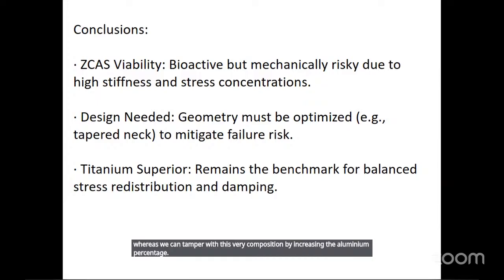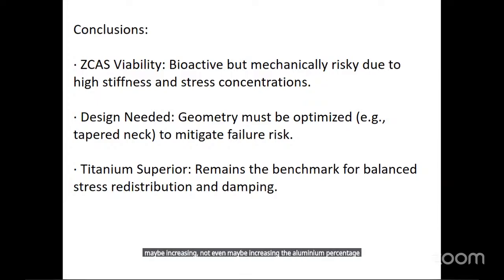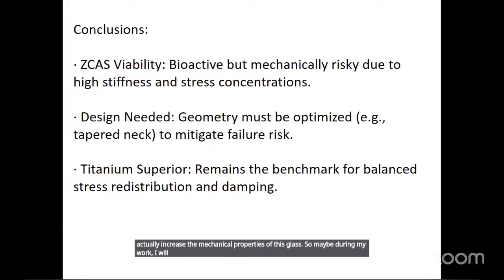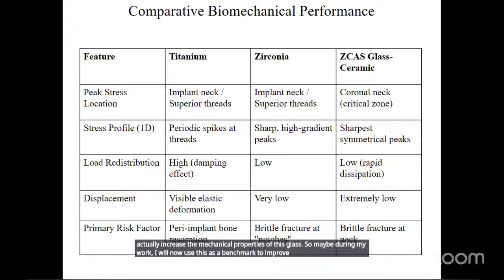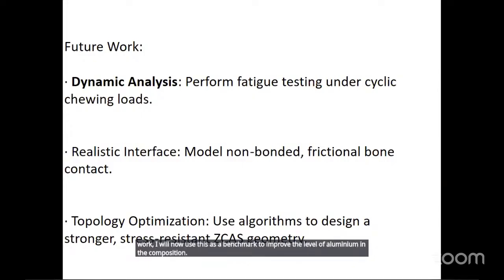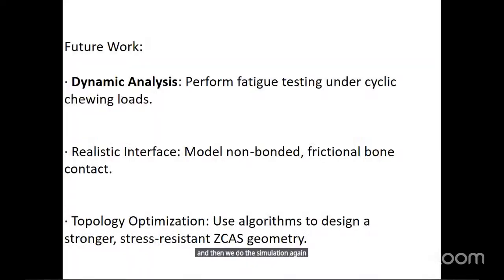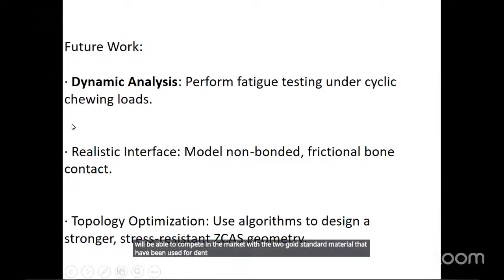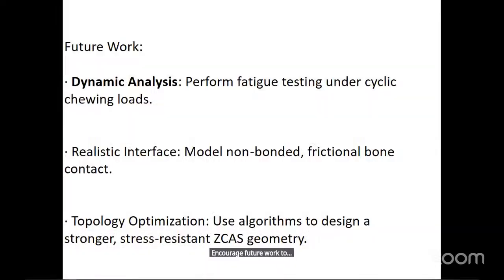Increasing the aluminium percentage will actually increase the mechanical properties of this glass. So during my work, I will use this as a benchmark to improve the level of aluminium in the composition, and then redo the simulation, and hope that this zinc calcium aluminosilicate glass will be able to compete in the market with the two gold standard materials that have been used for dental implants.